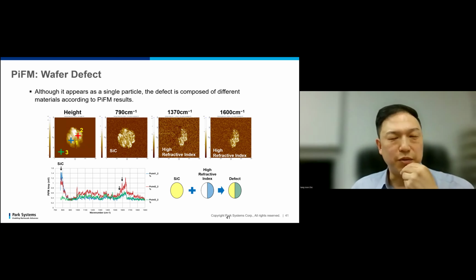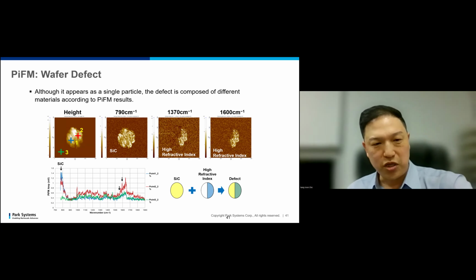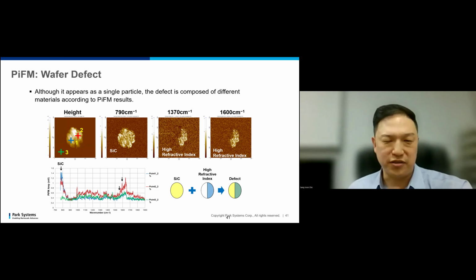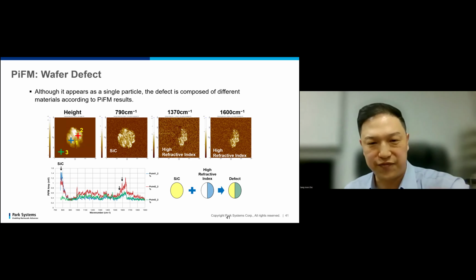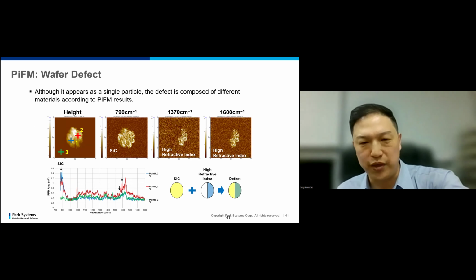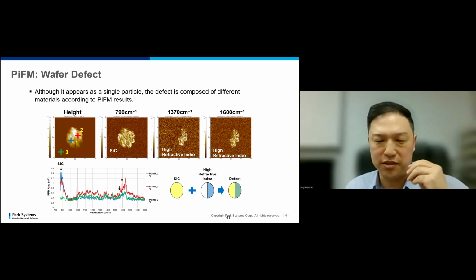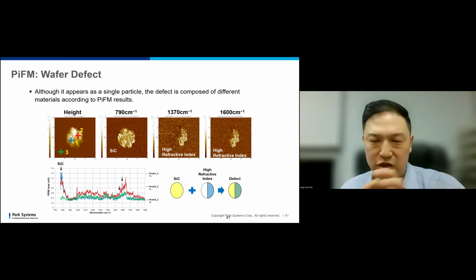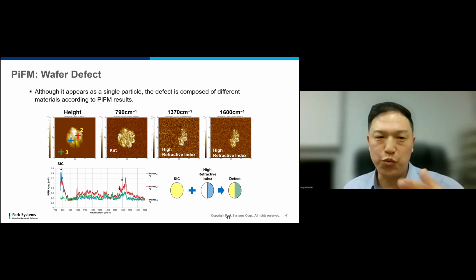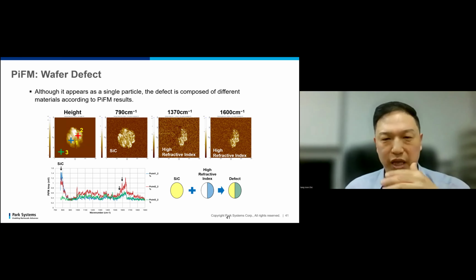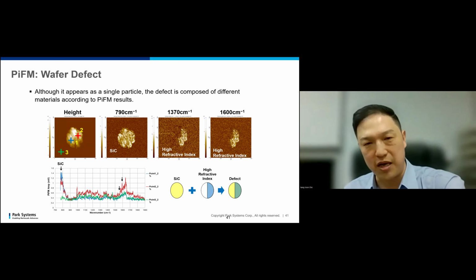And this is PIFM. When there's a wafer defect and you see the topography, it looks like one material. But with different wavelengths, we can see that this defect is composed of two materials, not one. So this way, PIFM also can be used in the industrial field.